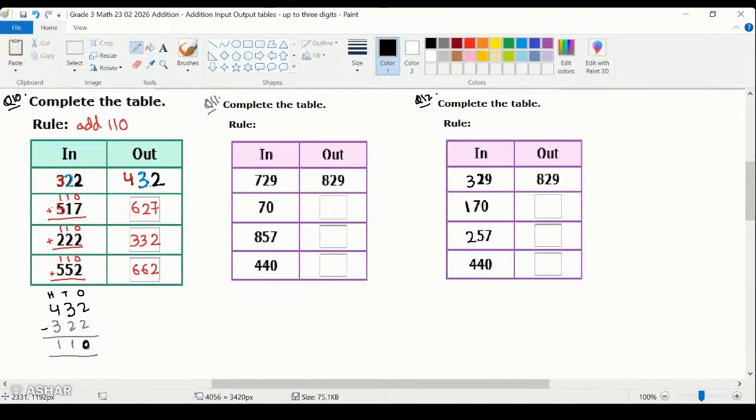Yes, perfect. Because we can only see 700, only the hundredth position is changing, right? The units and the tens are not changing.